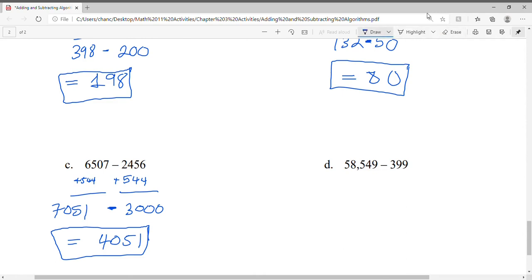For part D, I want to make this a nice pretty number. Let's add a 1 to it. And as a consequence, we'll add the 1 to the left side as well. This becomes 400, a pretty number. This becomes 58,550. Now this is a lot easier to subtract. I know this is going to be 58,150.